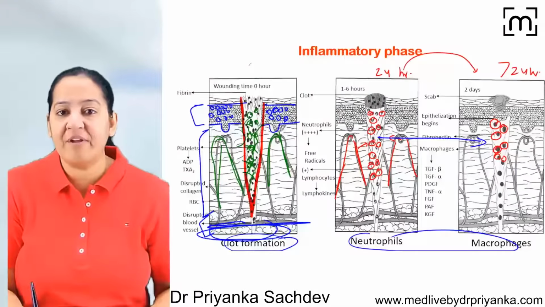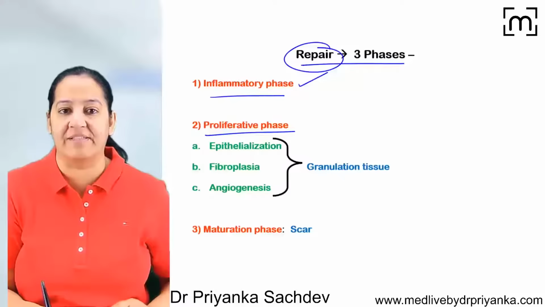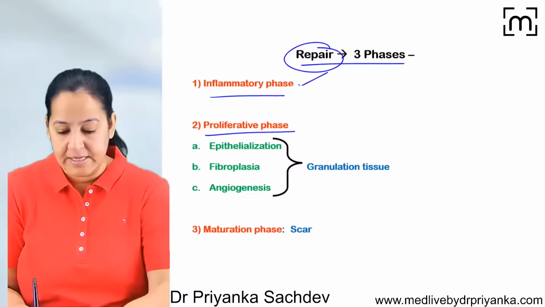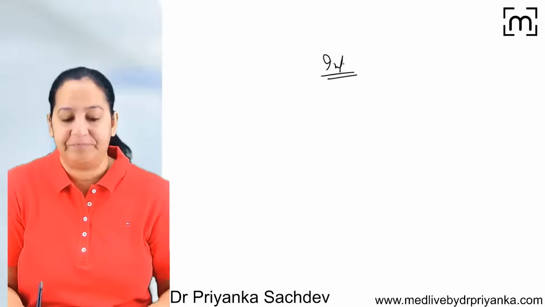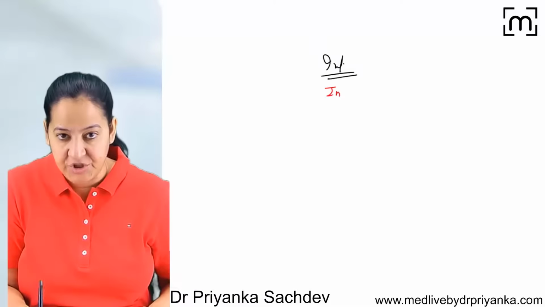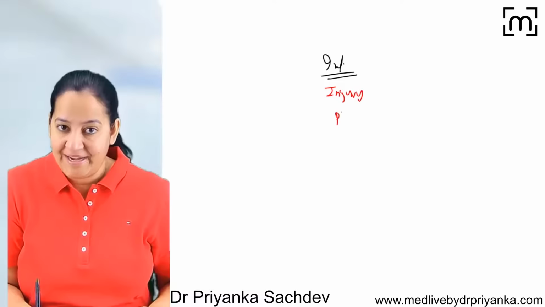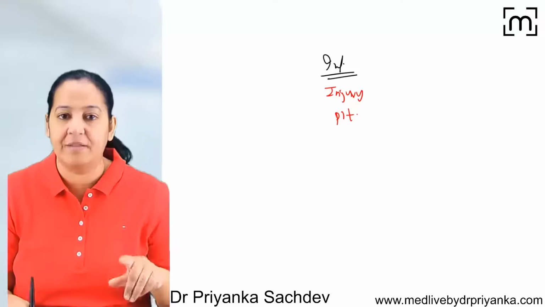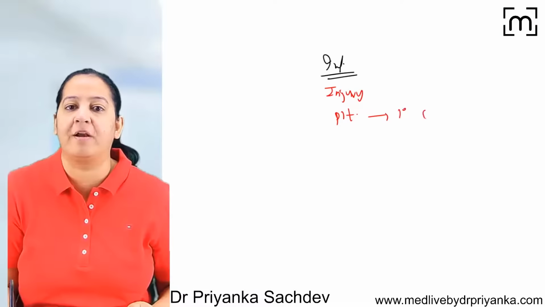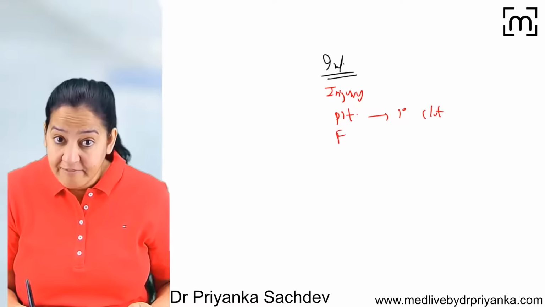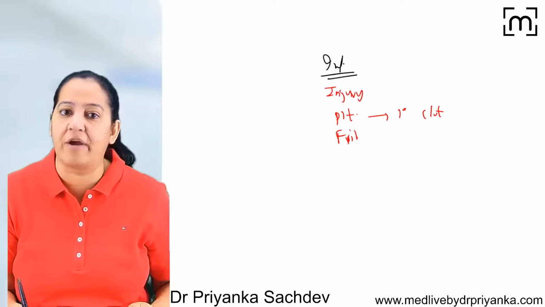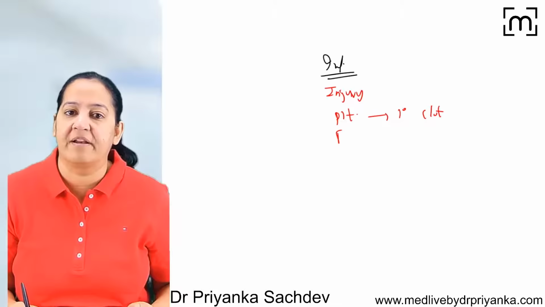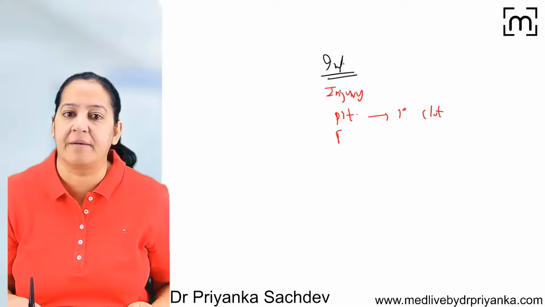So what happens in the inflammatory phase? I am teaching you 3 phases. The first phase is the inflammatory phase. So you tell me what happens in the inflammatory phase? As soon as we have the injury, number 1, the platelets come in the gap. The platelets will form the primary clot, followed by fibrin because of activation of the coagulation cascade. The fibrin will come. Okay, just a second. Let me write it.